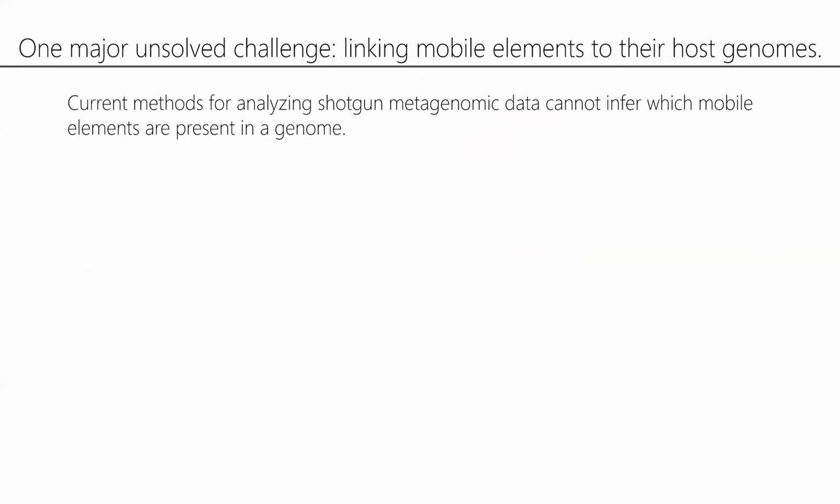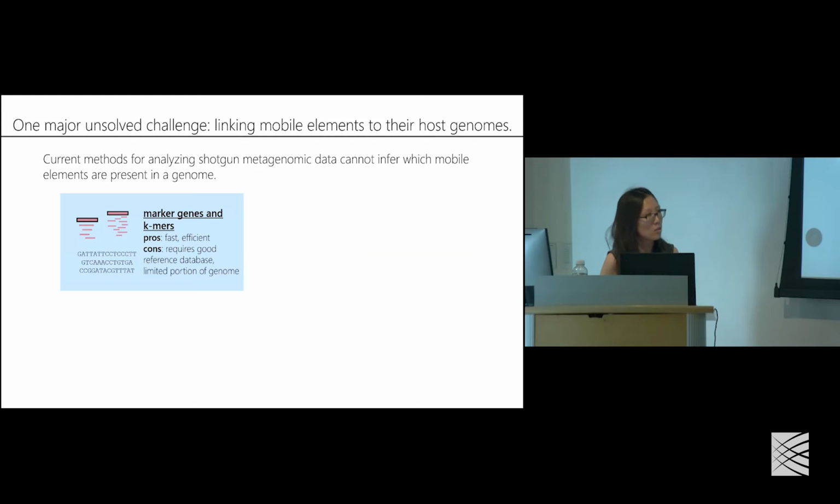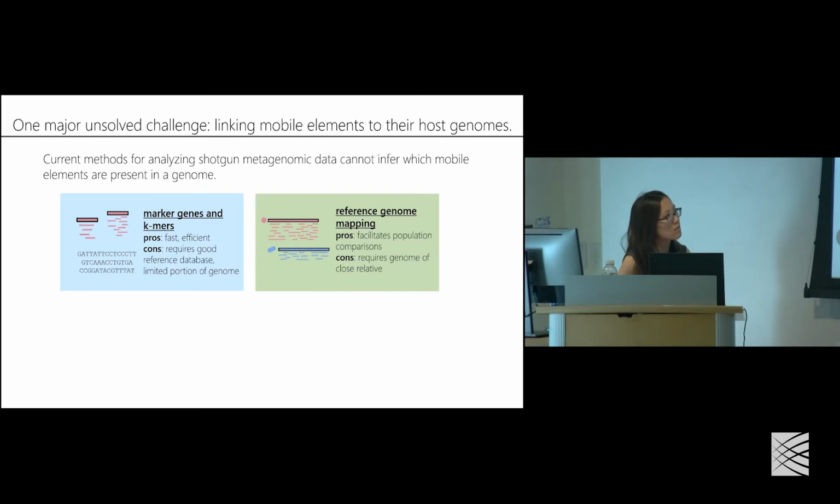I think one of the major unsolved challenges for strain-resolved metagenomics is the fact that we have a very difficult time linking mobile elements to their host genomes. So all of the main metagenomic methods fail at this. These marker gene and k-mer methods definitionally do not look at mobile elements because they are not uniquely indicative of strains and species. Reference genome methods fail at this because you don't necessarily expect a mobile element to be present in the reference genome, and the issues with read mismapping are just incredibly high for mobile elements.